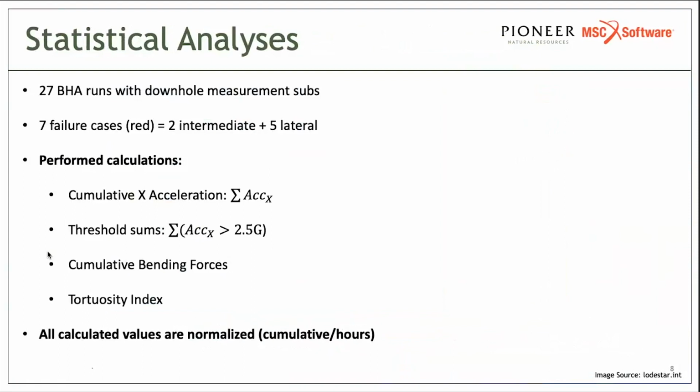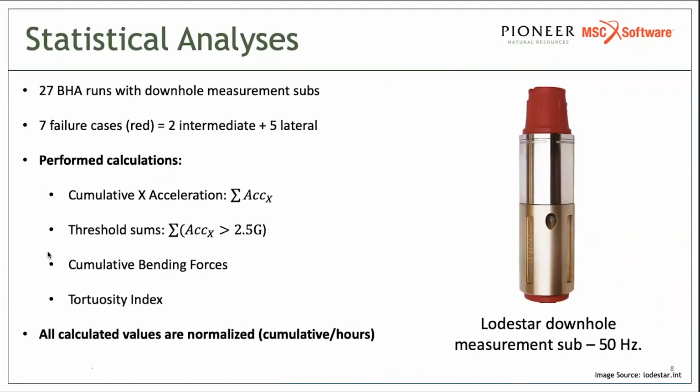There were 27 BHA runs where Pioneer used the downhole measurement sub. There were 7 failure cases, where 2 of them happened in the intermediate and 5 of them happened in the lateral section. I performed some calculations on them, such as the cumulative X, Y, Z accelerations, the threshold sums, meaning the cumulative value above a certain threshold value, the cumulative bending forces, and the tortuosity index to try to correlate them with failures.